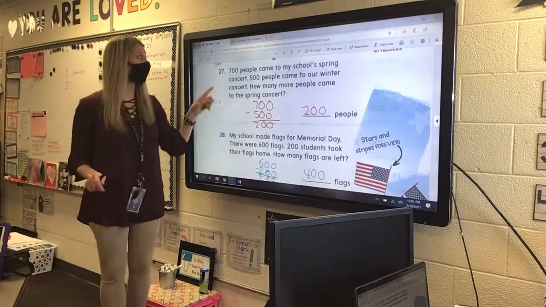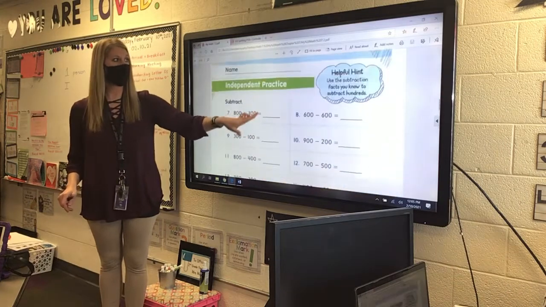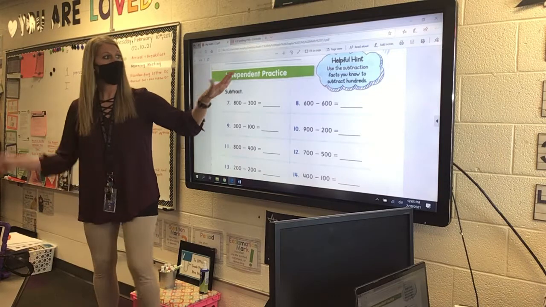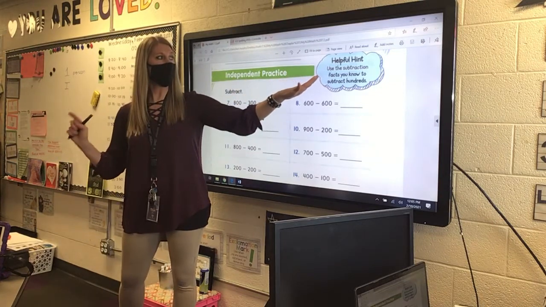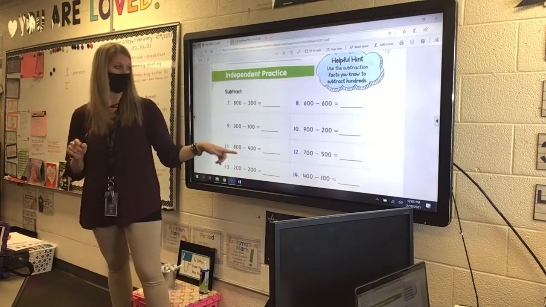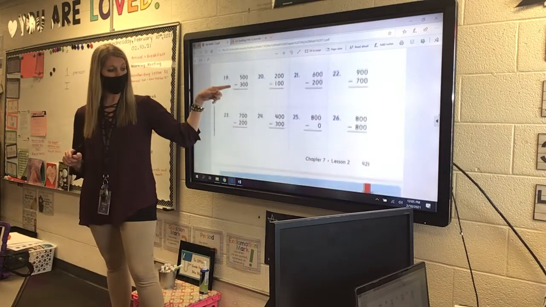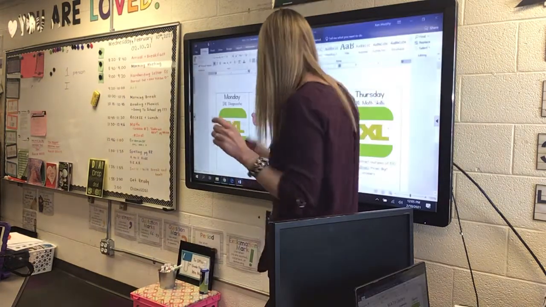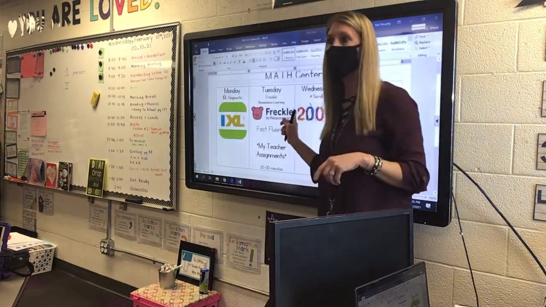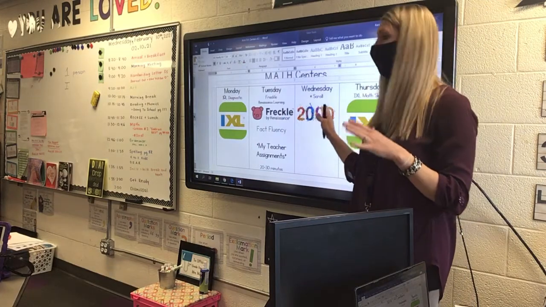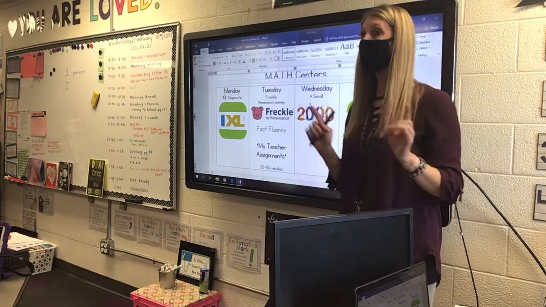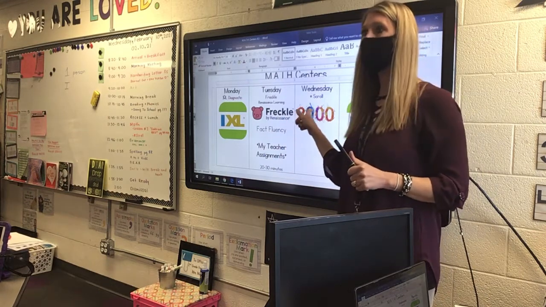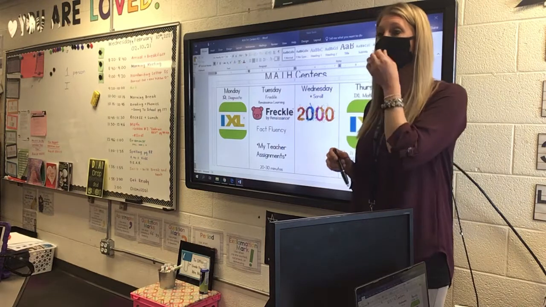Now, you guys are awesome at this. I know you guys understand this. So what you're going to do is complete the independent practice on your own. Here's your helpful hint. Use the subtraction facts you know to subtract hundreds. You're going to complete this whole page. When you get done, you're going to quietly hand it in. And then today for our Math Center, most of you are on to your number scroll working on going to 2,000. There's a few of you that need to get to 1,000 now. But I did put 2,000 because most of you are ready.